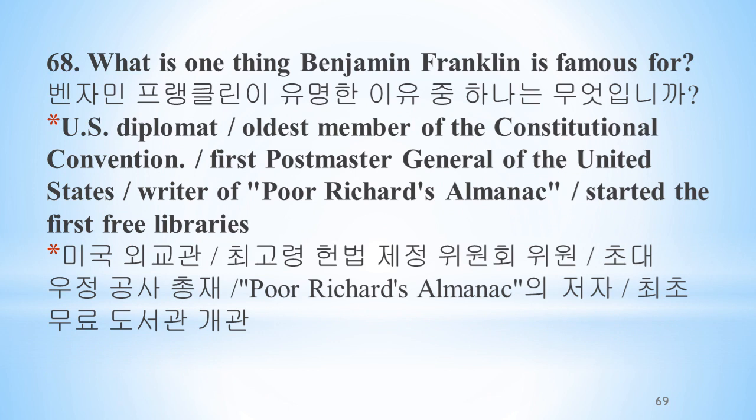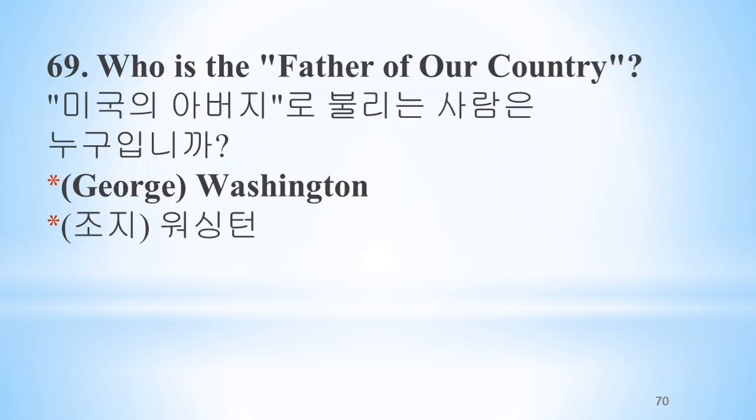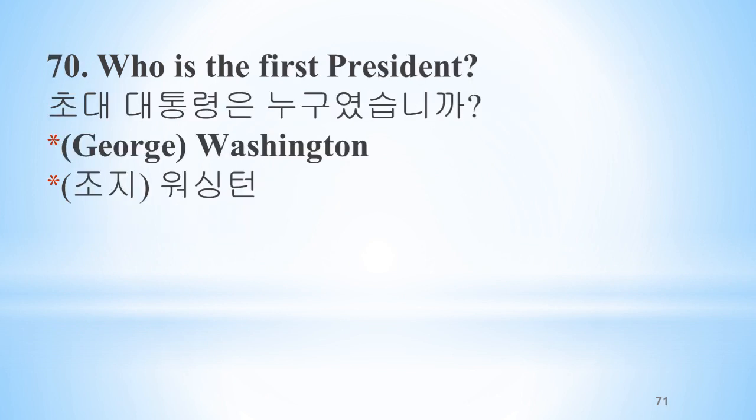What is one thing Benjamin Franklin is famous for? U.S. diplomat, oldest member of the Constitutional Convention, first Postmaster General of the United States, writer of Poor Richard's Almanac, started the first free libraries. Who is the father of our country? George Washington. Who is the first president? George Washington.